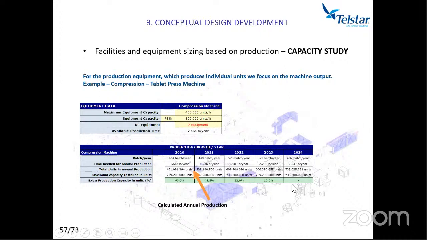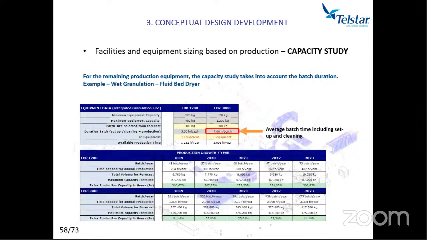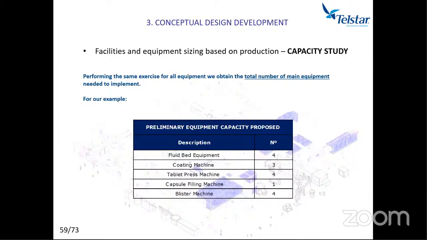So two pieces of equipment is enough, but we were thinking that three were needed, because if not, we will end up with no capacity available in the last year. Okay, so we do the same operation for the fluid bed dryer. Again, we think about how many pieces of equipment, and we realized three were needed, and we are doing this for all the different machines.